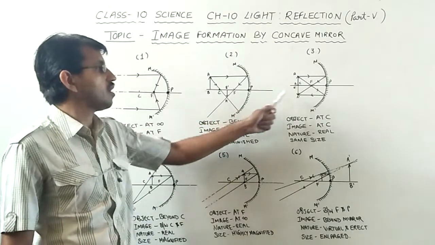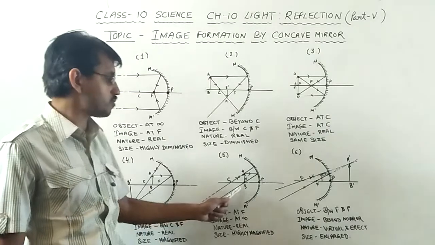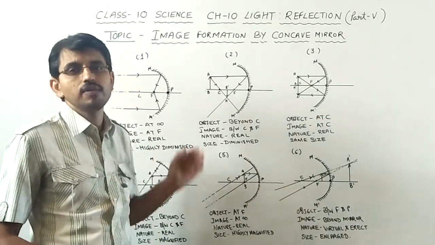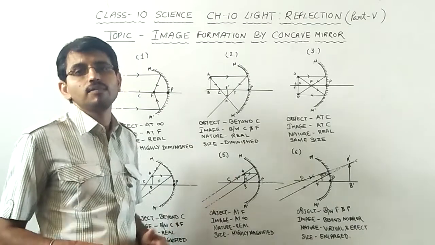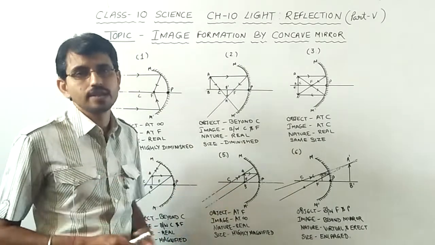when the object is at infinity, when the object is beyond C, when the object is at C, when the object is between C and F, when the object is at F, and when the object is between F and P. Now we will learn how to construct ray diagrams for these cases using the rules that we have already discussed.